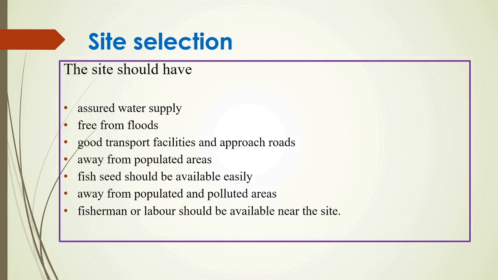The fish seed should be available easily and in plenty in that area. The site should be away from populated areas. That means the site should be away from towns and cities. The site should be connected to a drainage system and it should be away from polluted areas. The fishermen or labor should be available near the site. So these are the various aspects one should consider before selecting a site for fish farm.